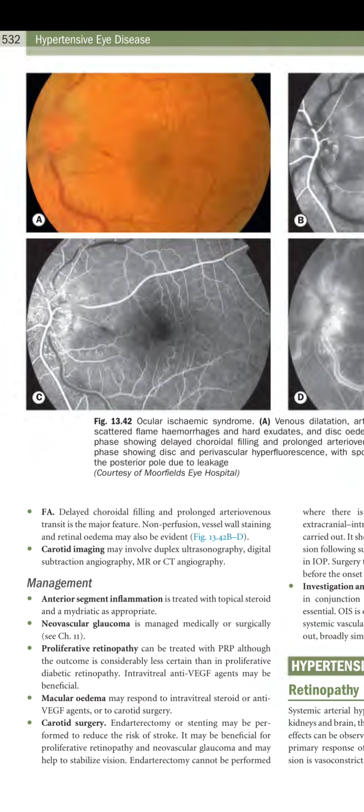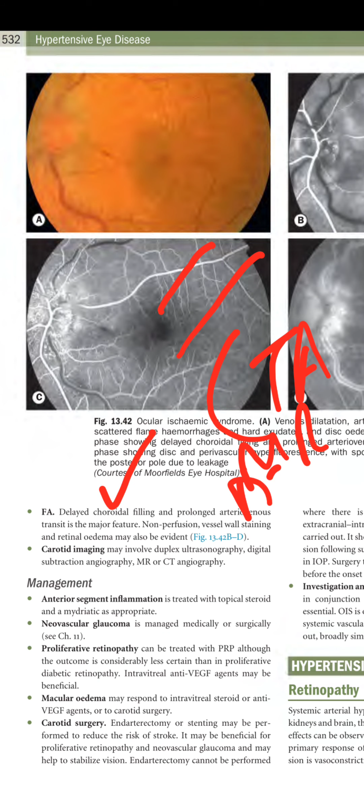Fluorescein angiography: delayed choroidal filling. Because the perfusion is poor, there will be delayed choroidal filling, and prolonged arteriovenous transit is the major feature. Non-perfusion, vessel wall staining and retinal edema may also be evident. Carotid imaging may involve duplex ultrasonography, digital subtraction angiography, and MRI or CT angiography.